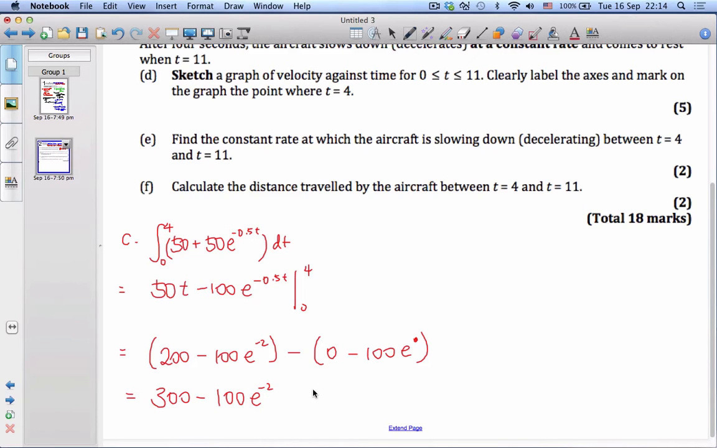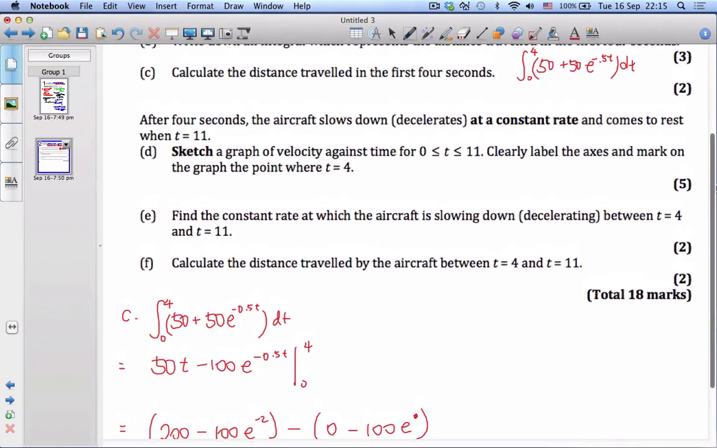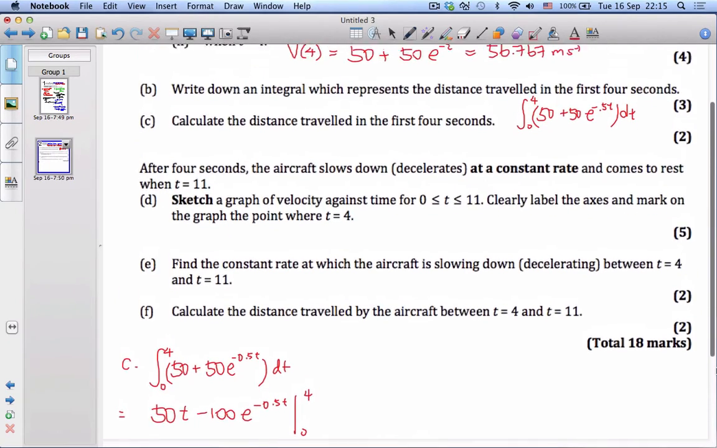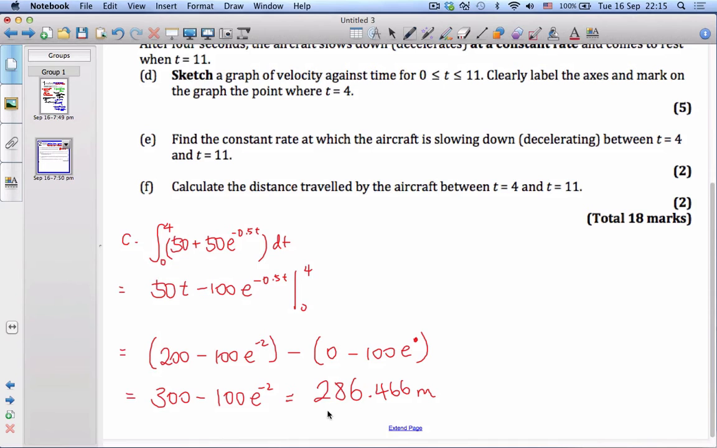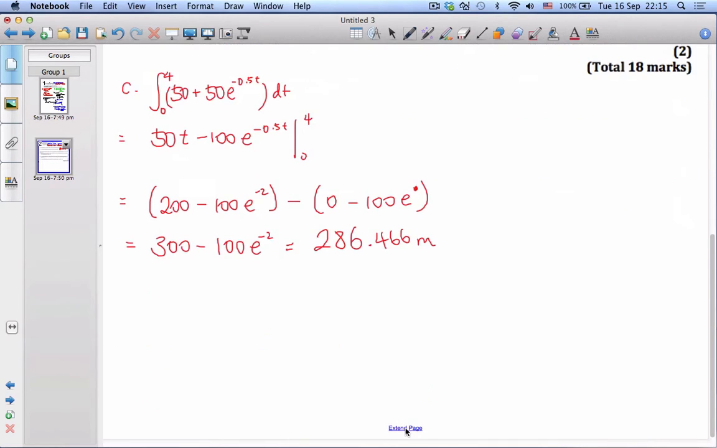If you plug that in the calculator, 300 minus 100 e to the negative 2 is about 286.466 meters. That's how far the airplane traveled in the first 4 seconds. Let's go back down. I keep forgetting to write 3 significant figures. That would be about 286 meters.